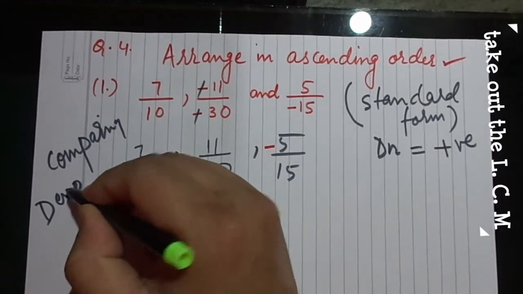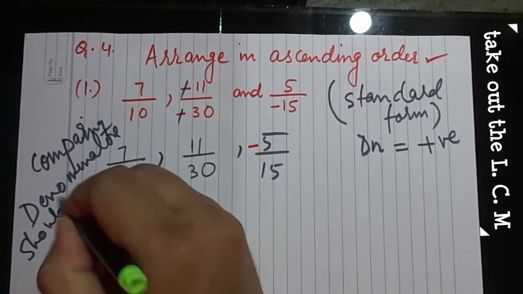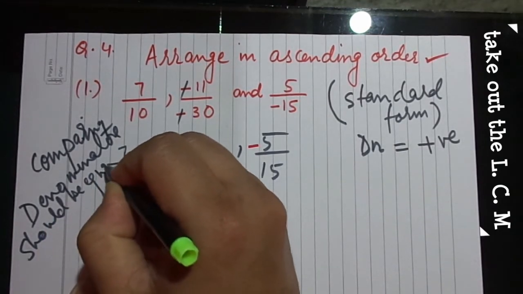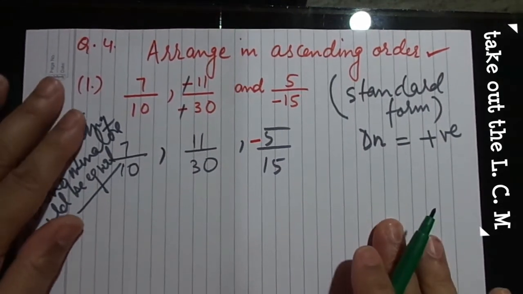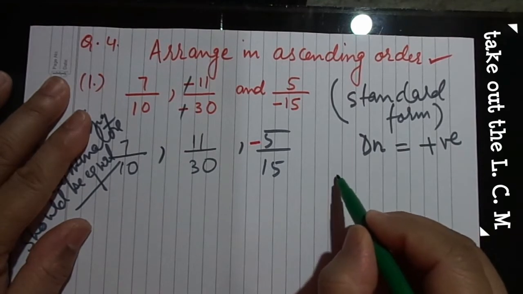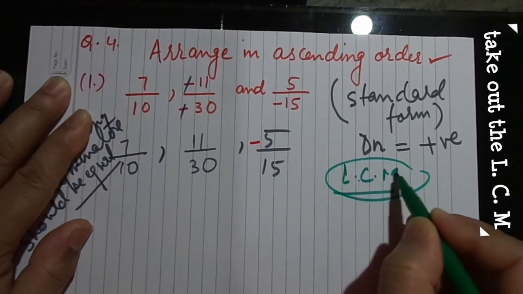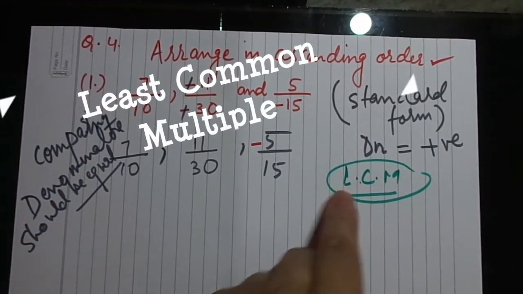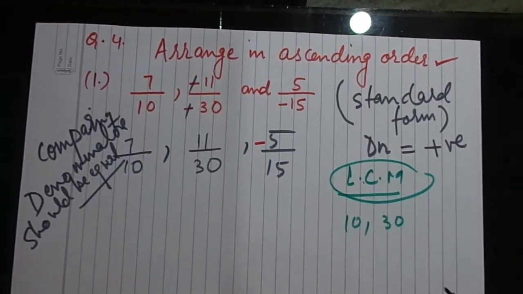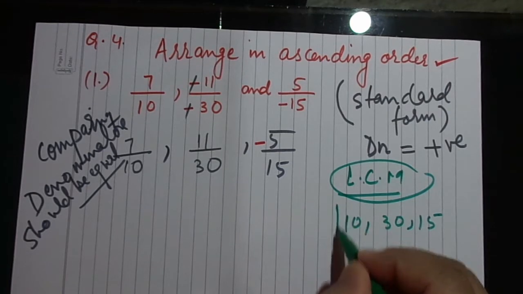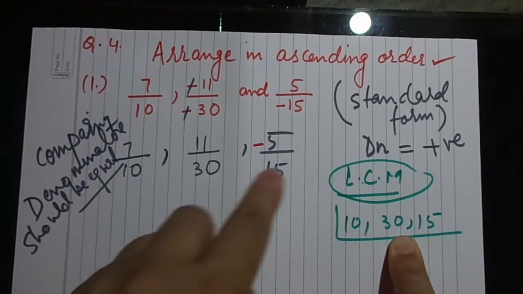Denominators should be equal. So how to make the denominator equal? By taking the LCM, least common multiple. LCM of 10, 30 and 15. The LCM is a number which is divisible by 10, 30 and 15.